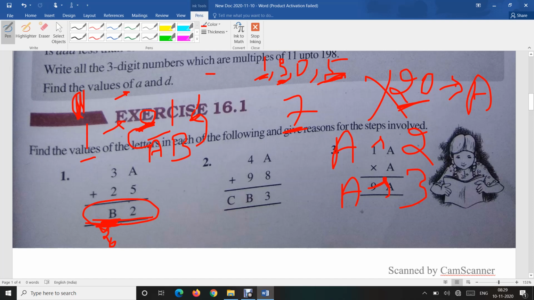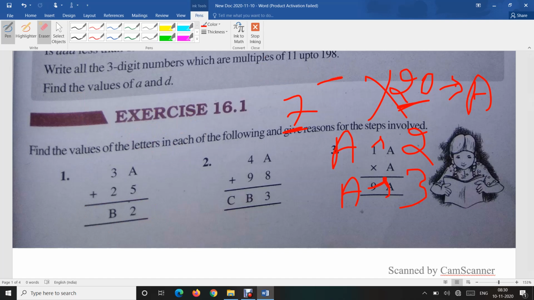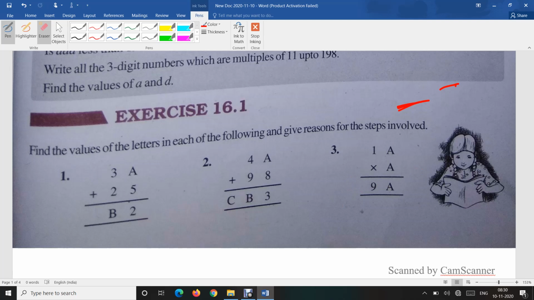So the three rules are: first, each letter in the puzzle must stand for just one digit; second, each digit must be represented by just one letter; and third, the first digit of a number cannot be 0. So let us see how we can solve these types of puzzles. It looks difficult, but it is pretty simple if you try. It's just playing with numbers.